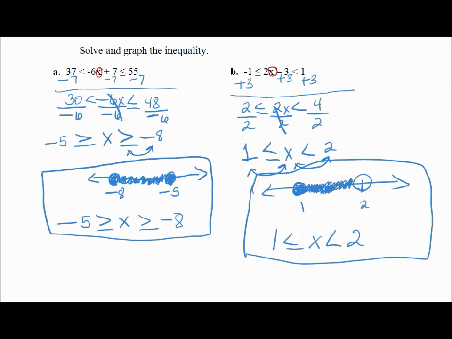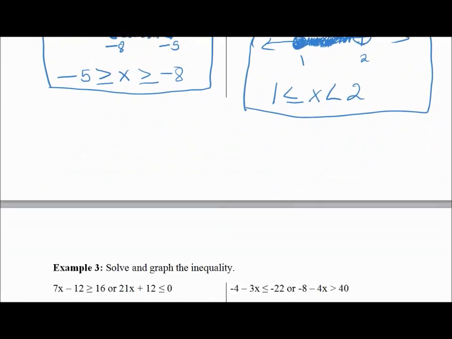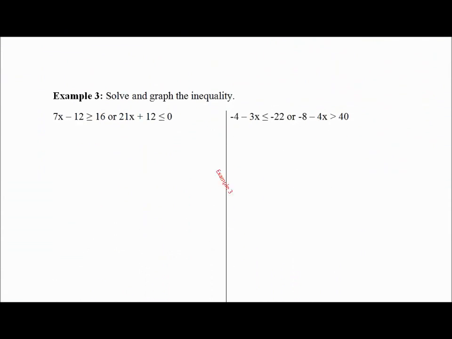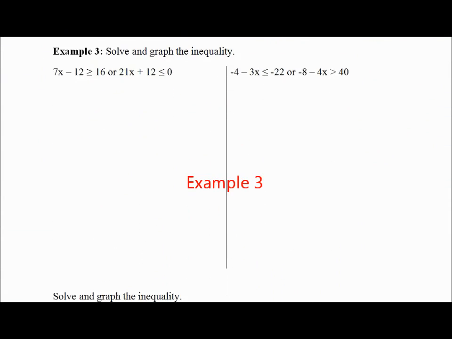Okay, let's look at example 3 together. On example 3, we have 4 problems. We'll do 2 together, and you'll work 2 on your own. Now, for example 3, these are OR inequalities. We did an example working the graphs together, so you know what the graph is going to look like. Let's go ahead and solve a few of these.